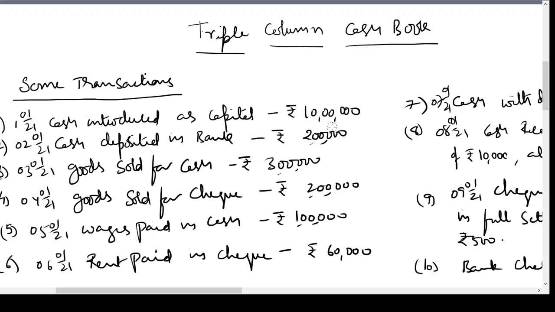Hi, in this video we will learn about triple column cash book. I'll introduce you to the new concept called triple column cash book. In our earlier videos we have learned about the cash book where the cash book only has a cash column in it. Then we learned about the bank book where it only has the bank columns in it. And then we learned about the cash book where we had both the cash column and the bank column. In this particular example, we'll learn about the triple column cash book.